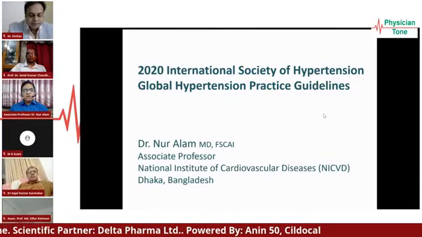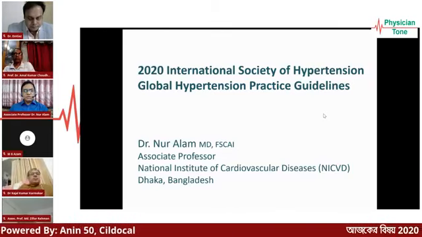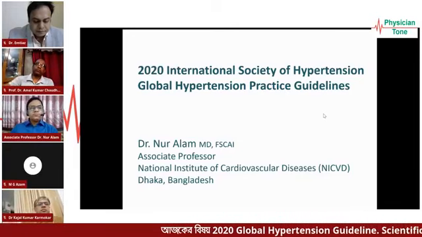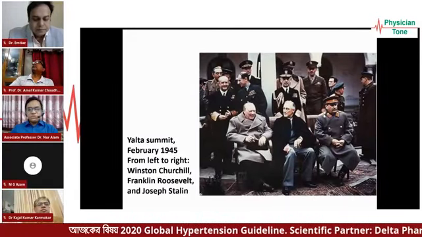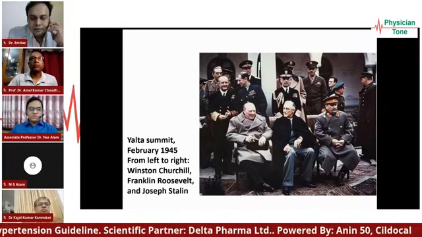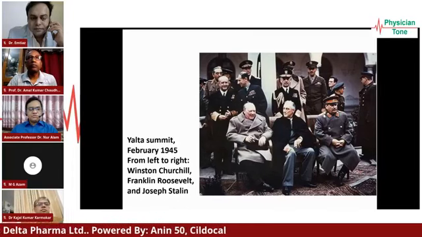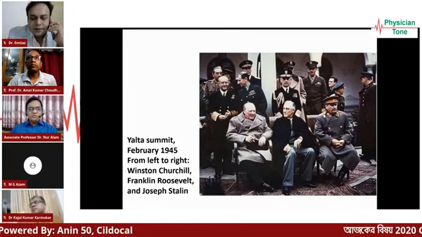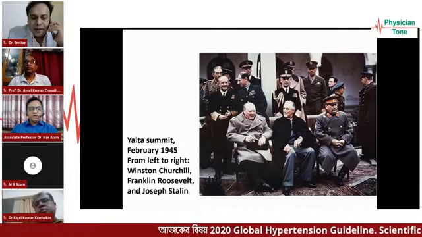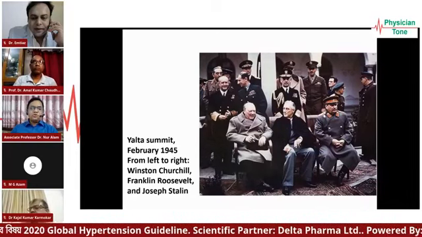As you already heard, the title of my lecture is 2020 International Society of Hypertension Global Hypertension Practice Guidelines. First, I would like to show this picture. This picture shows three statesmen in 1945, from left to right: Winston Churchill, Franklin Roosevelt, and Joseph Stalin. The picture was taken in February 1945 at the Yalta Summit during the Second World War.